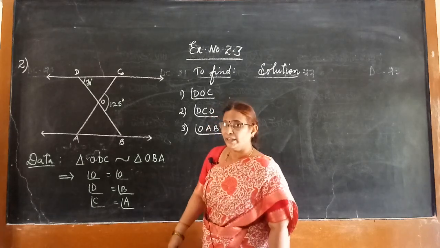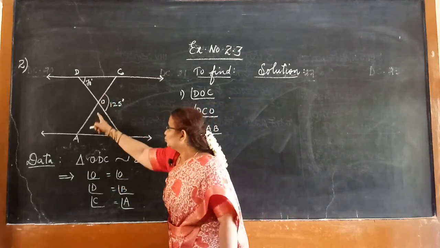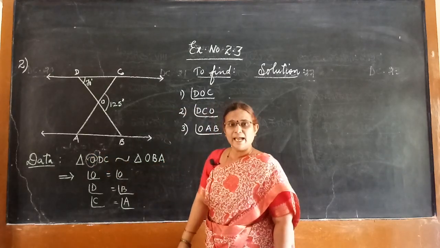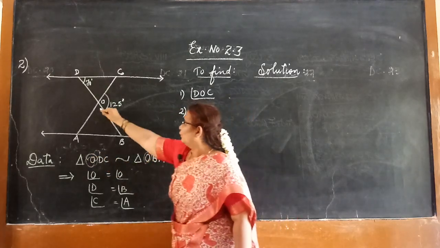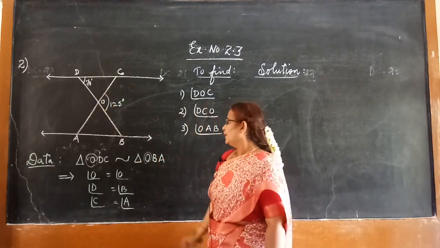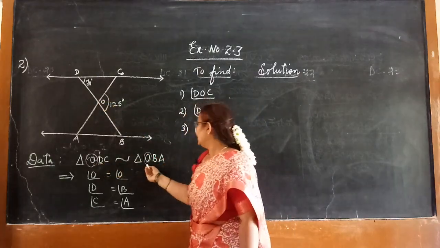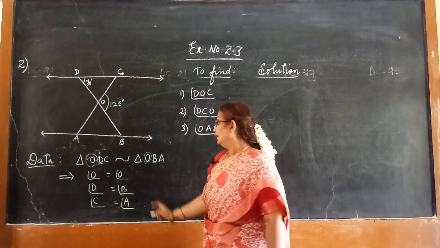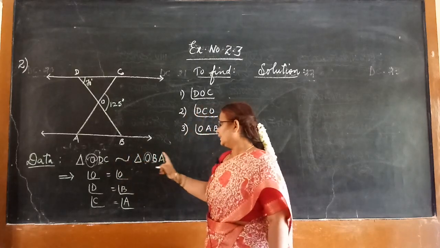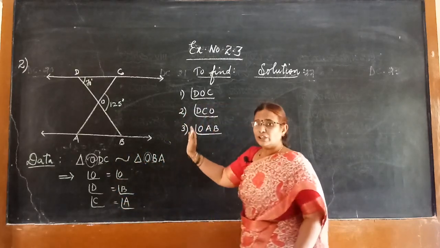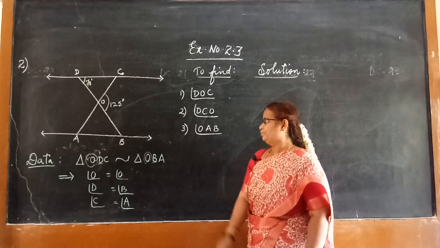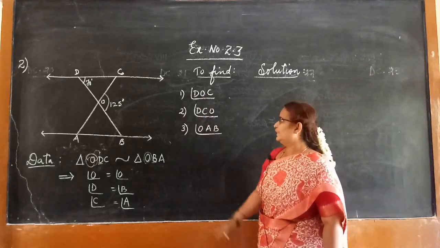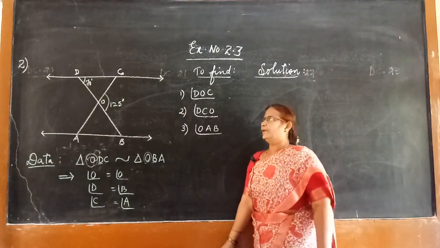So which are the corresponding angles to identify if these two are similar? See, the angle corresponding to O is O itself, vertically opposite angles. The corresponding angle to B is, second vertex B, D is equal to B, and the corresponding angle to C is A, angle C is equal to A. We shall write this in the data in the beginning. Then what do we have to find? The measurement of angle DOC, angle DCO and angle OAB.